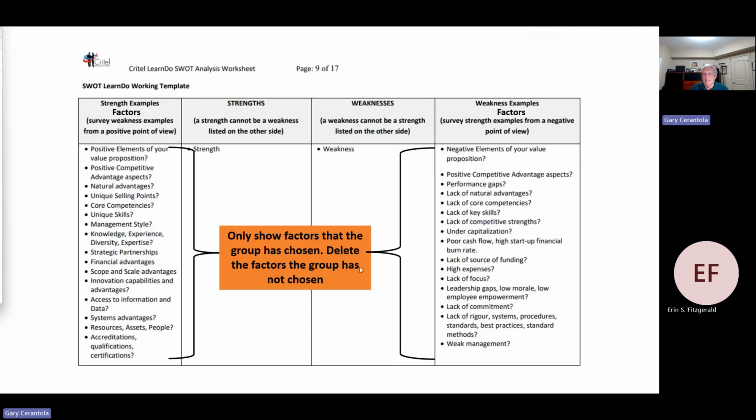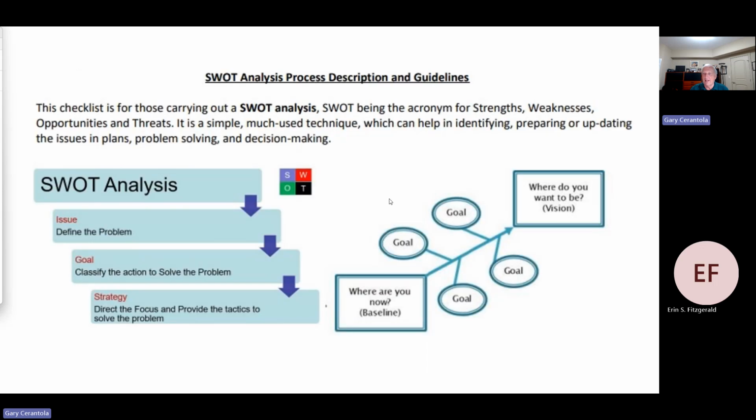And then again, what I say is only show the factors that the group has chosen, so that you can get rid of these two columns when you're done doing your analysis.